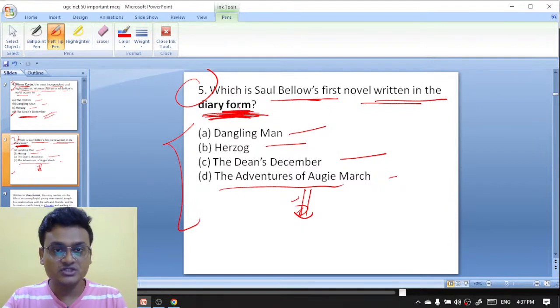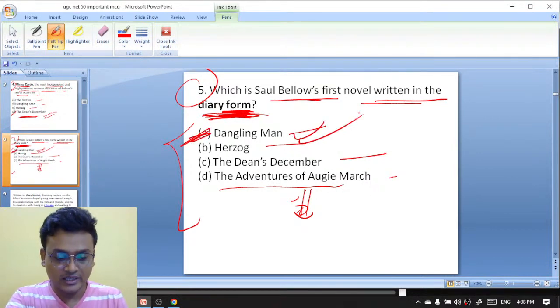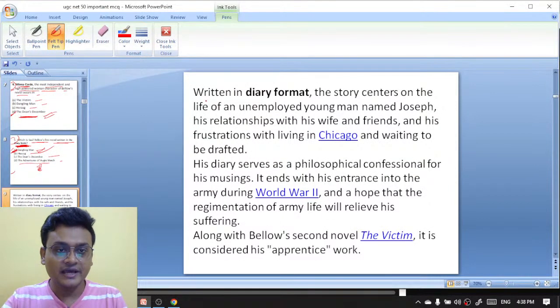Yesterday in the session I had discussed this question actually: which is Saul Bellow's first novel written in the diary form? It is actually Dangling Man. Dangling Man is in the diary form. A is the answer, and look at the explanation here.